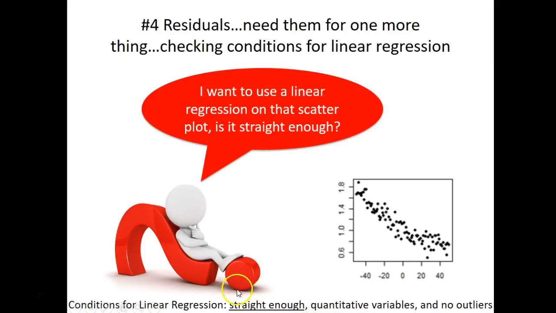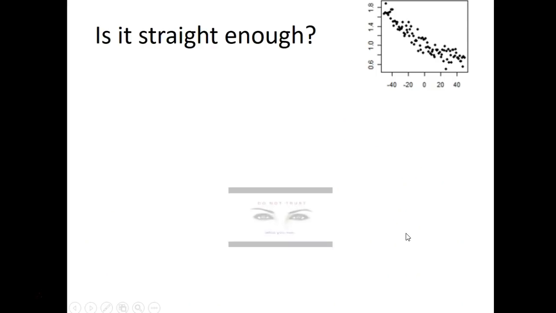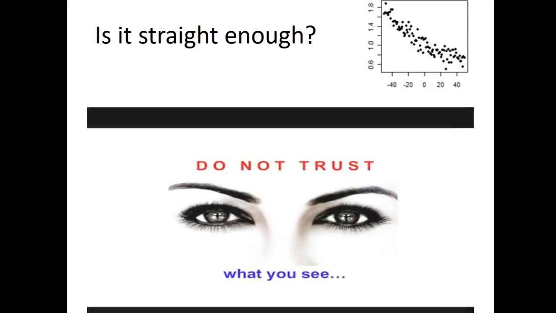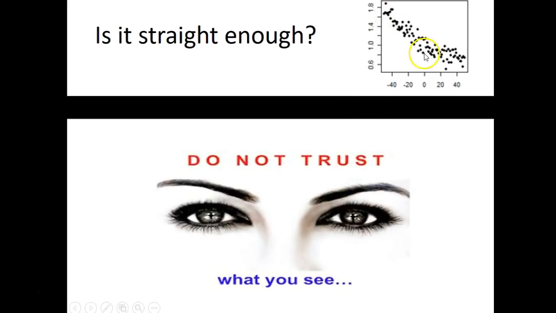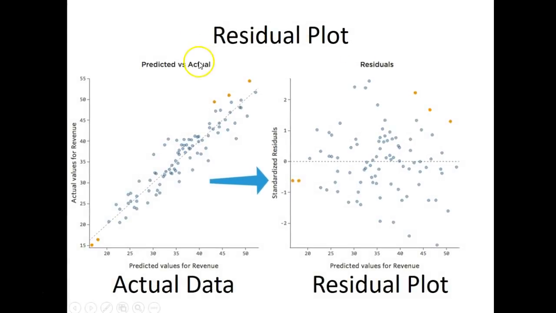Straight enough can be a little tougher. Is this scatter plot straight enough? Okay, really think about it. Can we trust what we see? Are our eyes good enough to say if that is straight? Because there are a lot of things that might look straight, but they're actually exponential or parabolic. We actually can't trust our eyes. So to figure it out, we need to do something called a residual plot.